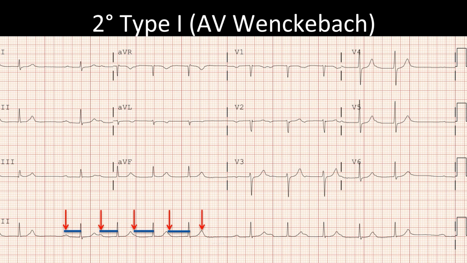This particular P wave does not conduct and is blocked. The next P wave comes on time at the same expected interval and conducts with a shorter PR interval compared to the other P waves. And the cycle continues until you get a P wave with a long PR interval, and the final P wave blocks again, and the cycle resets. And here you see the pattern of group beating.